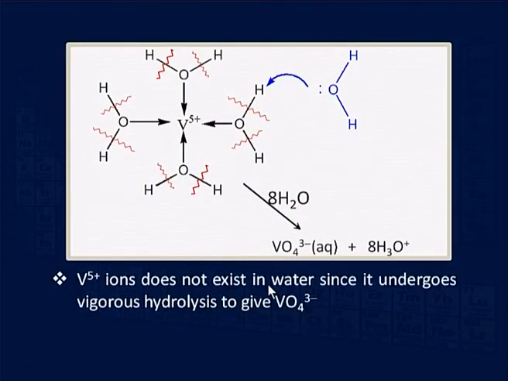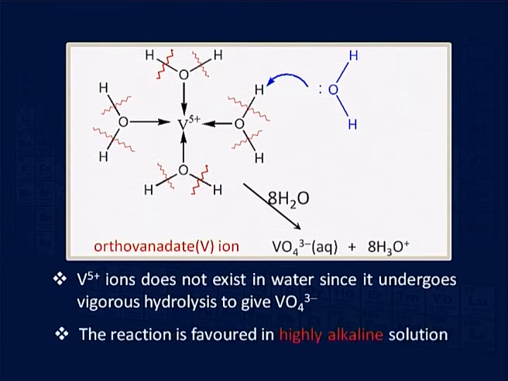This again shows how vanadium +5 species can exist in water and undergo hydrolysis to give the VO4 3- ion, that is the oxovanadate ion. The reaction is favored in highly alkaline solution. So, we have vanadium as VO4 3-, that is the orthovanadate ion. Similarly, chromium can have the chromate ion, and manganese has the manganate ion.